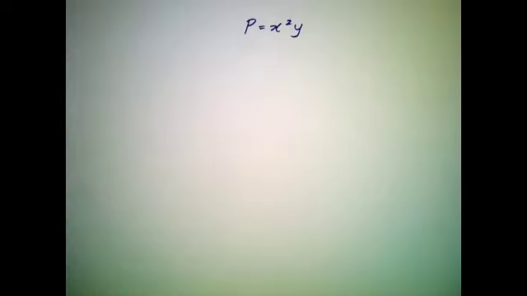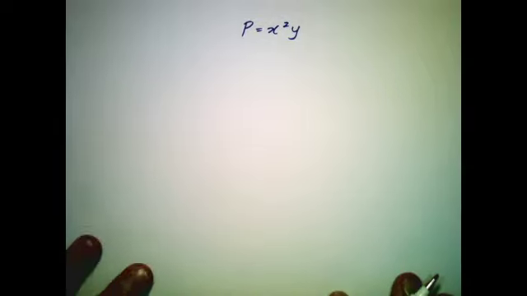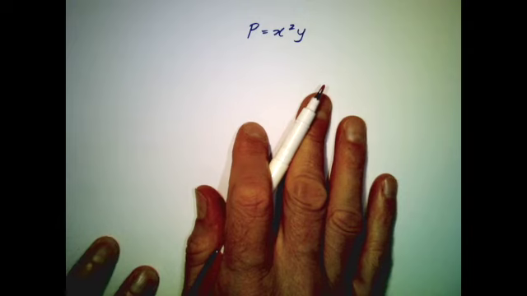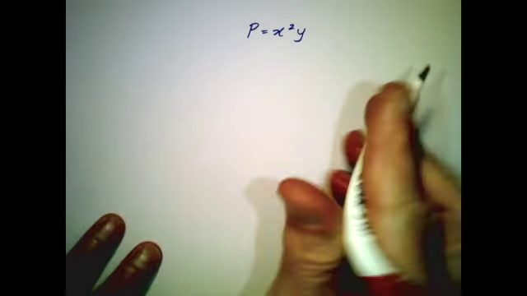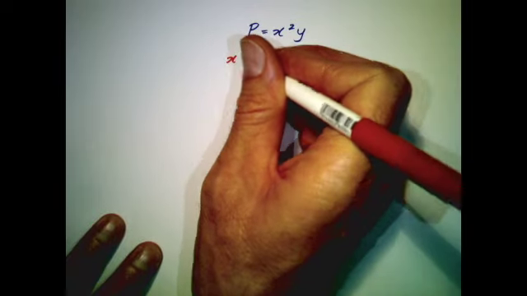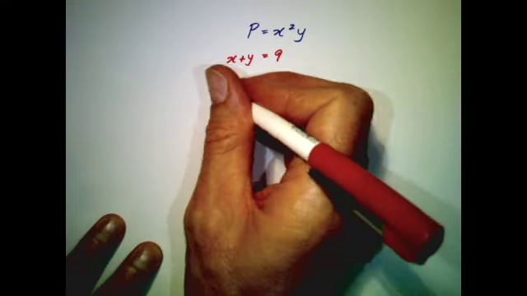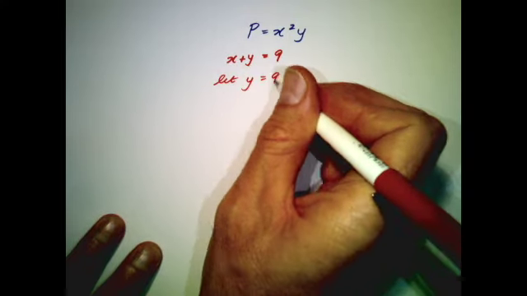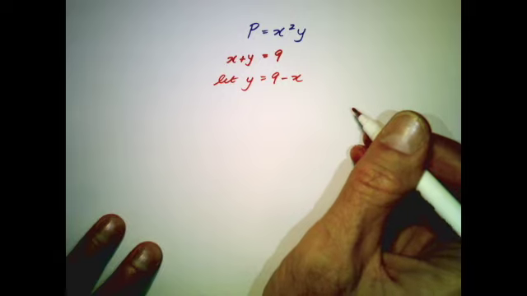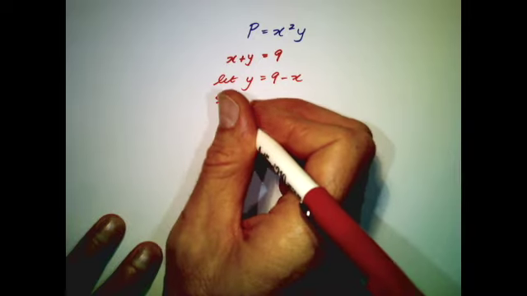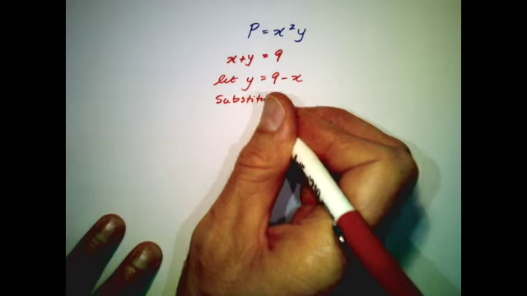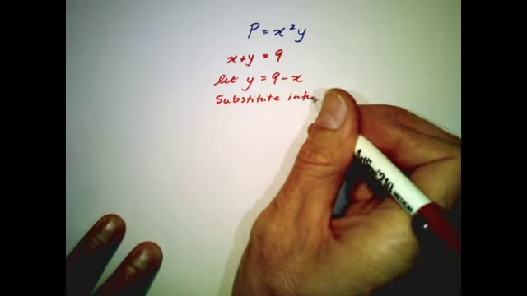So once again, we can see the equation we're trying to maximize. It's a product, which is the square of one number multiplied by the other. Now to eliminate one of the variables so we have an equation with just one variable, and therefore we can go through the differentiation process, we'll use our sum. So x plus y equals 9. And what we'll do in this case is we'll let y equal 9 minus x. And we can use that equation to substitute into the product rule.